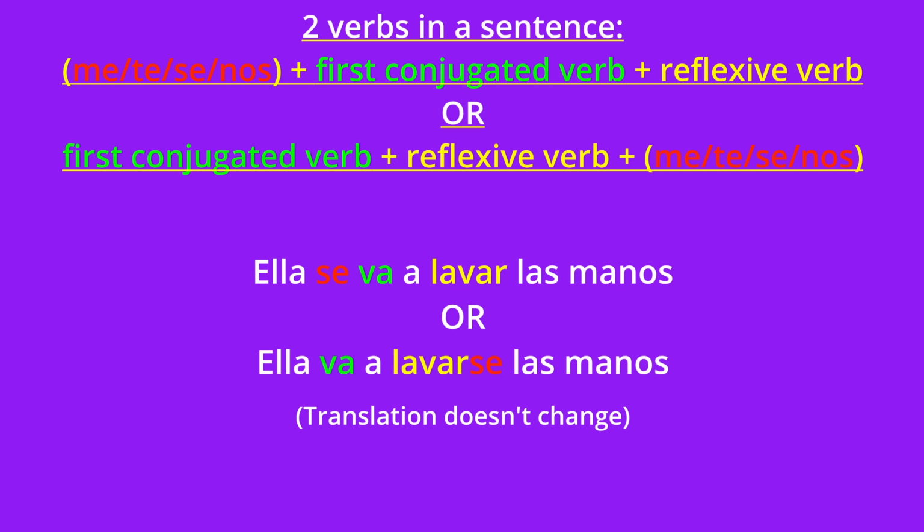Here the verbs despertarse, lavarse, and sentirse are used in an infinitive form after the conjugated verb ir, to go. That means that we have two choices here. Either to place a reflexive pronoun before the first conjugated verb, ir in this case, or to attach a reflexive pronoun to the end of the reflexive verb itself, which is much easier, obviously.